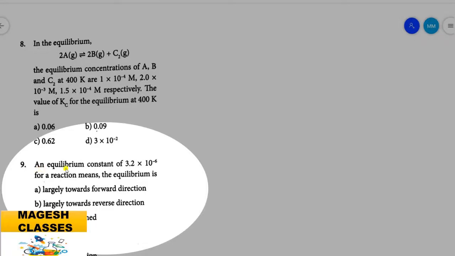Question number 9. An equilibrium constant of 3.2 into 10 to the power of minus 6 for a reaction means the equilibrium is in the forward direction, or in the reverse direction, or never established, or none of these.